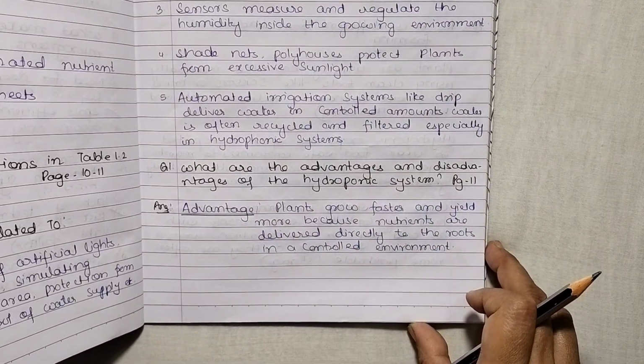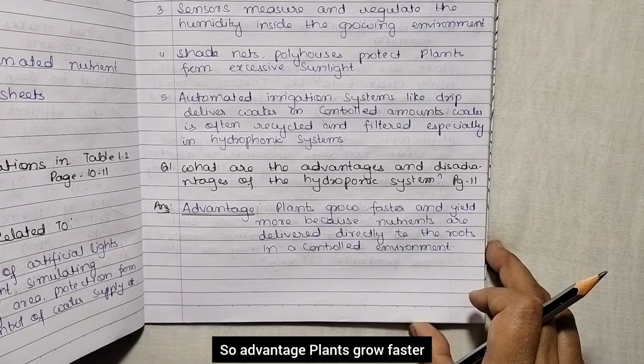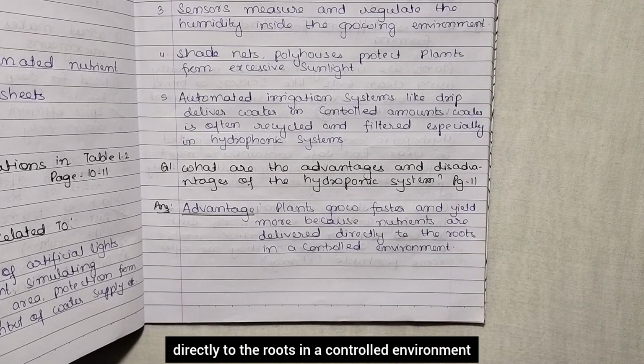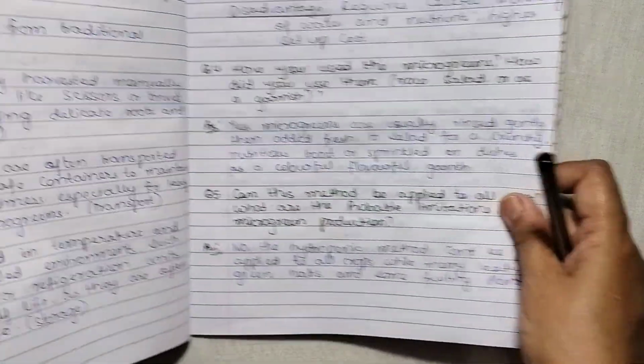Page number 11. What are the advantages and disadvantages of the hydroponic system? So advantage: plants grow faster and yield more because nutrients are delivered directly to the roots in a controlled environment. And what is the disadvantage?